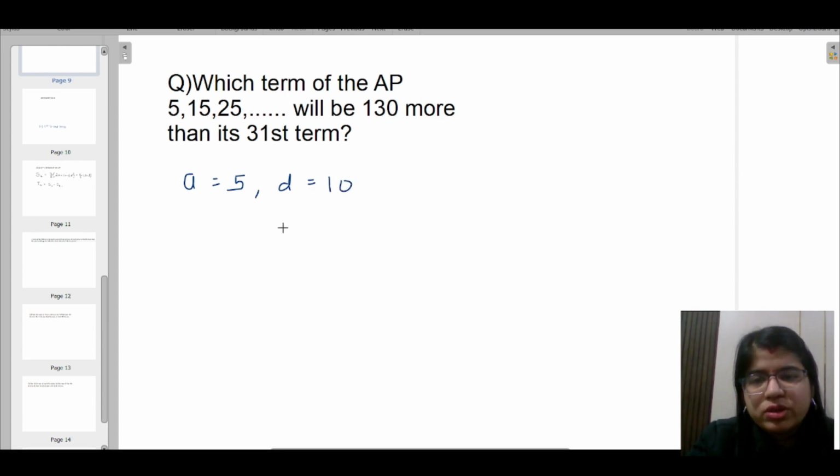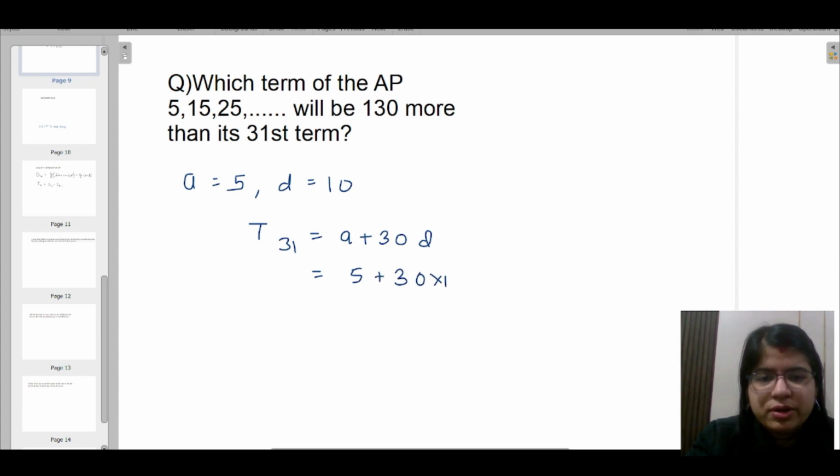Okay, so T31 will be how much? a plus (n minus 1) into d, so it will be a plus 30d. So we will have 5 plus 30 into 10, so we will get 5 plus 300, so we will get 305.